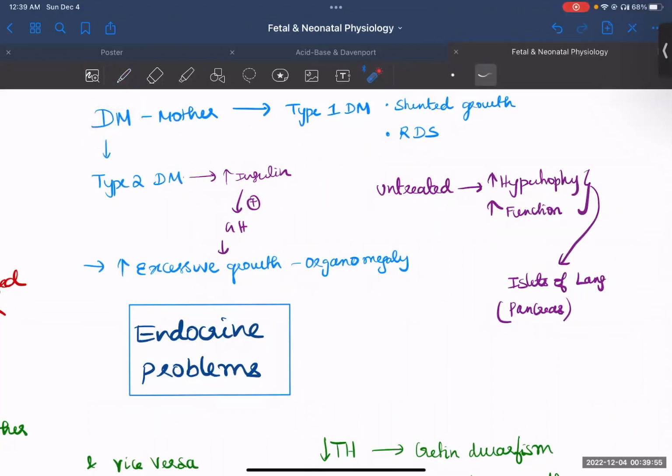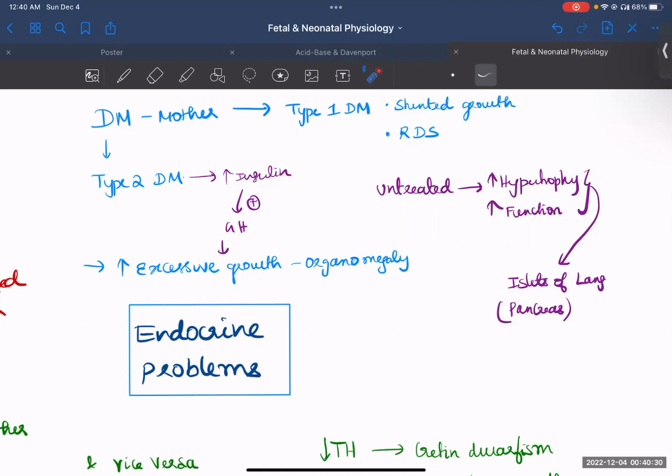So in the first case, let's imagine the mother has type 2 diabetes mellitus. As we all know, in type 2 diabetes mellitus, the insulin levels are high, so we have hyperinsulinemia. When insulin levels are high, it is going to increase the efficiency of your growth hormone. This growth hormone is going to cause excessive growth and also something called organomegaly, in which the size of the organs increases. Whereas if the mother has type 1 diabetes, then the baby can have stunted growth, can develop respiratory distress syndrome, and eventually death sometimes.